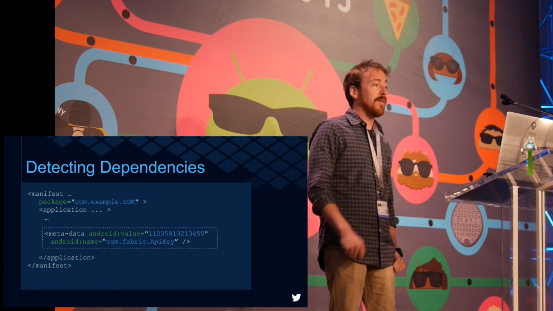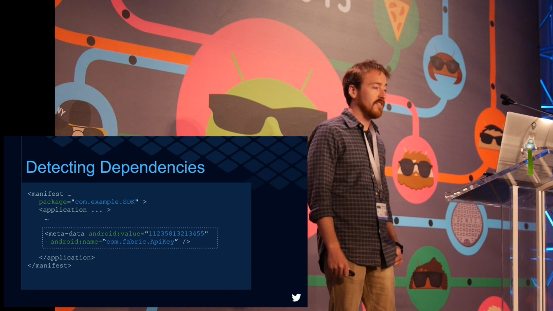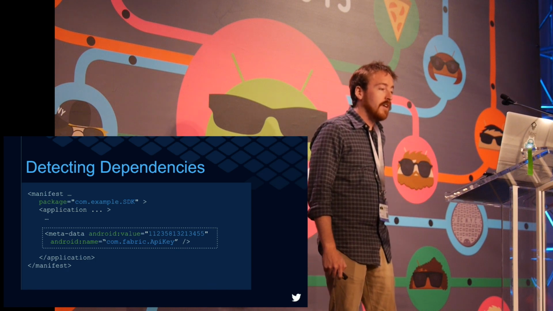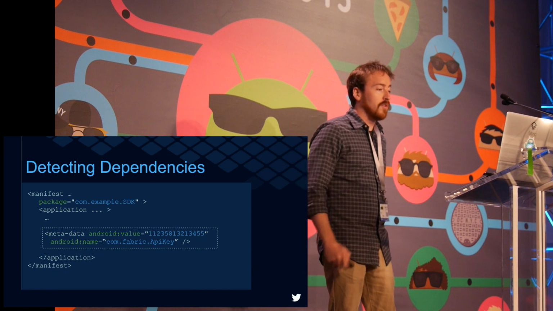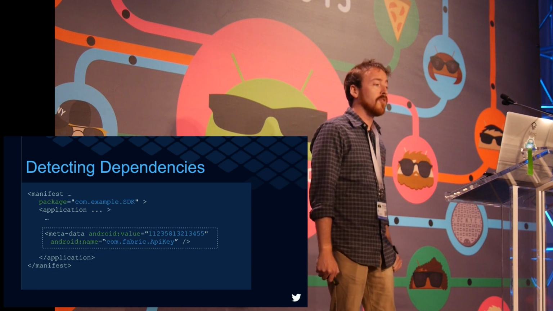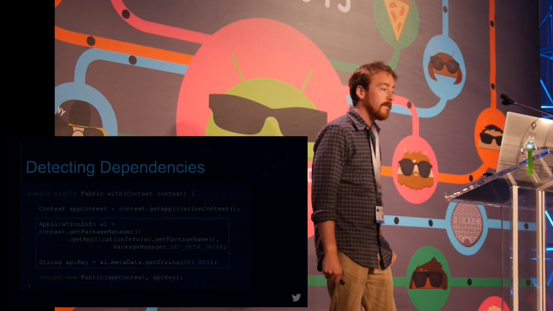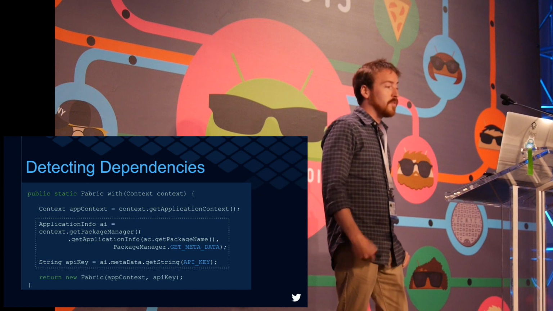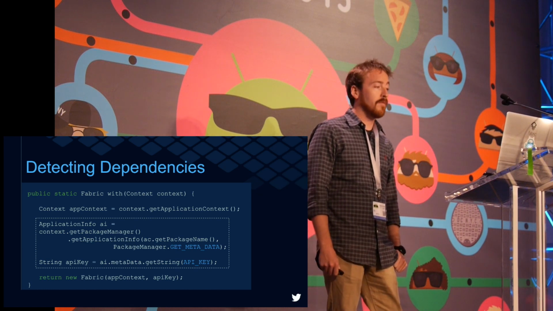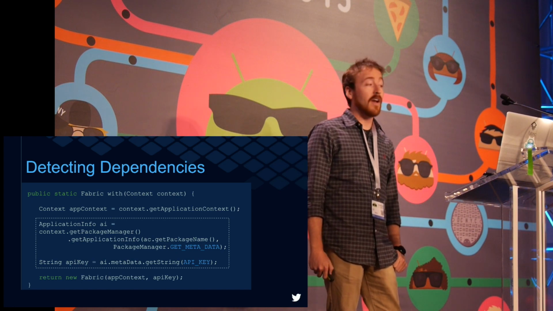But with Fabric, we require an API key so that we can provision it against the backend and we can authenticate the device that's talking with it. And so we use our plugin to inject that into your manifest. But we also support providing this through other options if you have an open source library as well. For example, you can include it in a property file. Then in our initialization, we use the package manager and the application info to parse that from the manifest and talk to our backend with that authenticated API key.